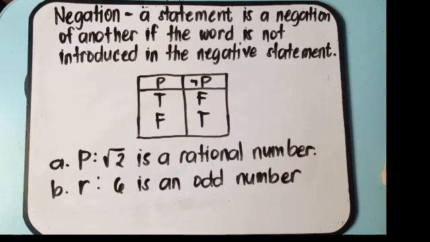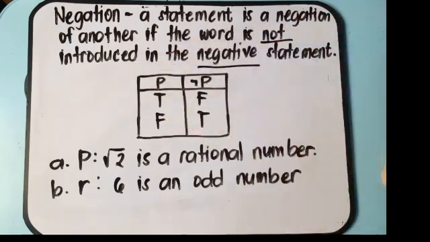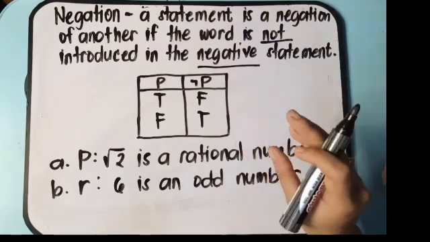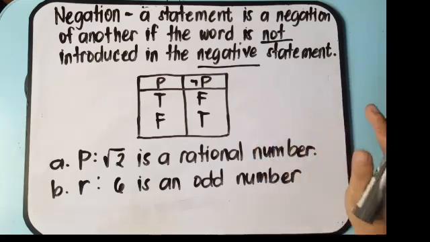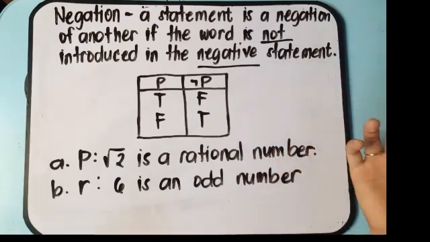Okay, it is a unary operator. So, a statement is a negation of another, class, if the word not is introduced in the statement. Okay, so here is the truth table of the unary operator negation. So again, we use the variables P, Q, R to represent propositions.